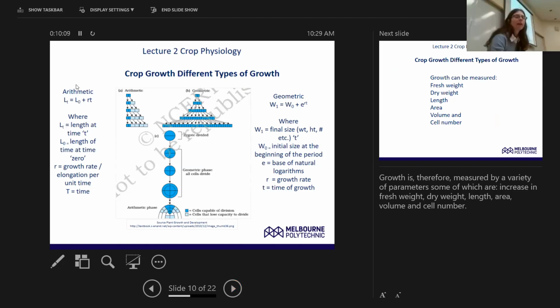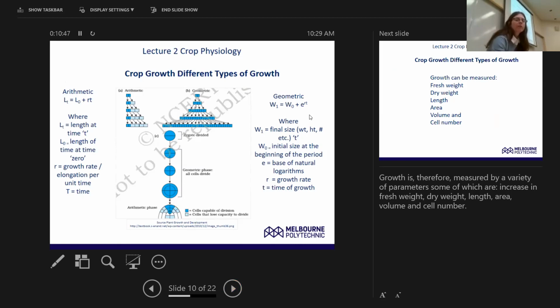We have L_t equals the length at time t. So we're looking at the length of the growth. The length at time t0 is indicated by L0. And R is the growth rate, where lowercase t represents the time. So if you have the length at the beginning of your measurement plus the growth rate multiplied by the time, you then get the total growth or length.